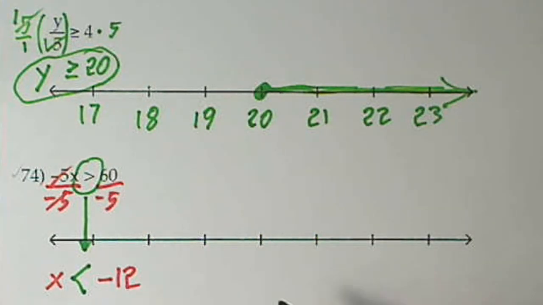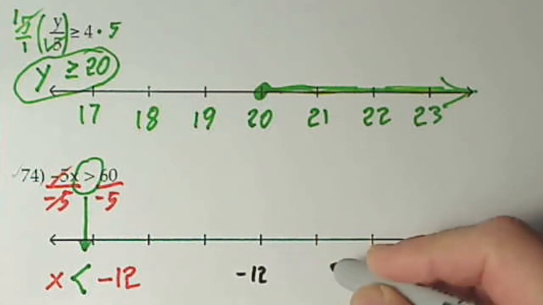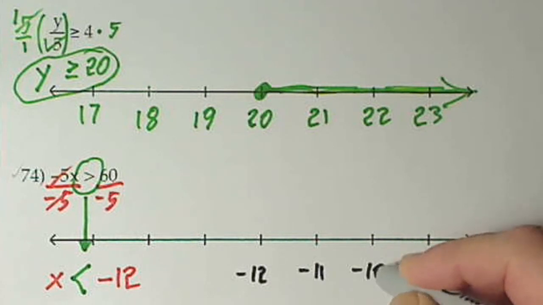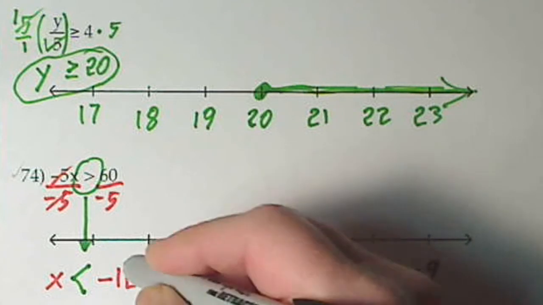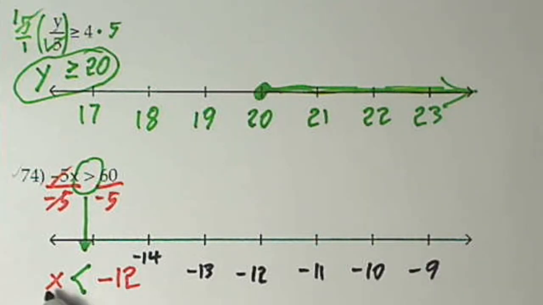All right. So now to graph it, we'll put our negative 12 in the middle. So let's see, here's our negative 12, negative 11, negative 10, and x is less than negative 12.